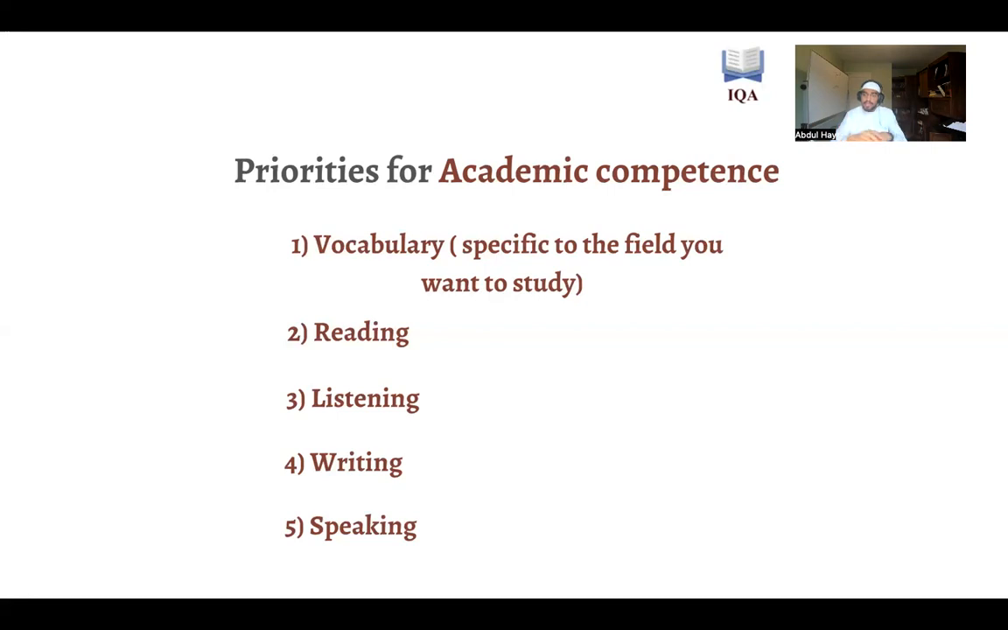The third thing is, of course, listening, to be able to listen to the Mashayikhs, to be able to listen to Quran and understand it. The fourth thing is writing. And the last priority is speaking. The last priority is speaking and going out and talking about the weather and how the family is and sickness and stuff like that. So these are our priorities that we're going to focus on.